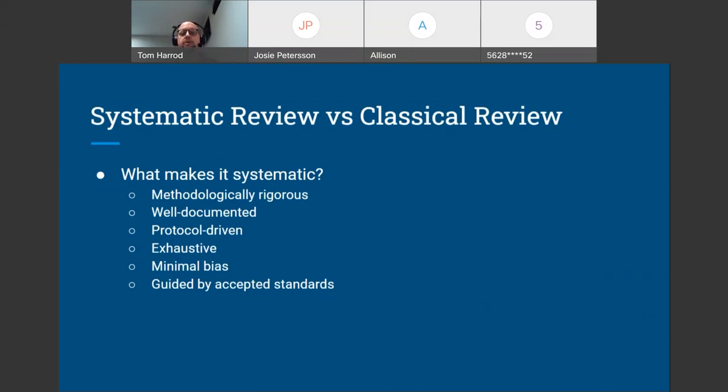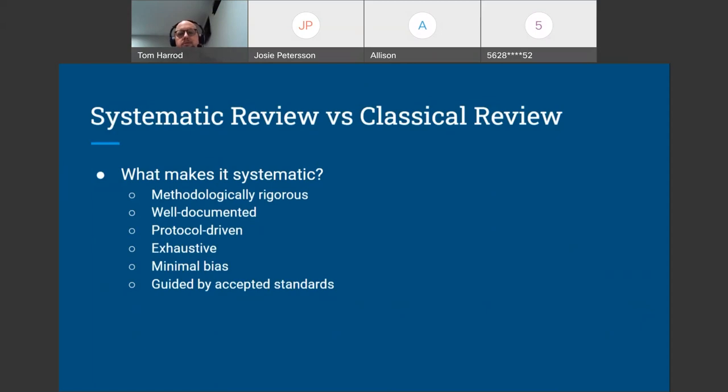Being protocol driven. You really have to think through, before you even begin, how am I going to perform this review? What are the steps that I'm going to take? Very specifically, what terms am I going to use? What databases am I going to look at? All of those sorts of things. You really need to think through that, because that's one of the things that needs to be part of it: it is driven by protocols.